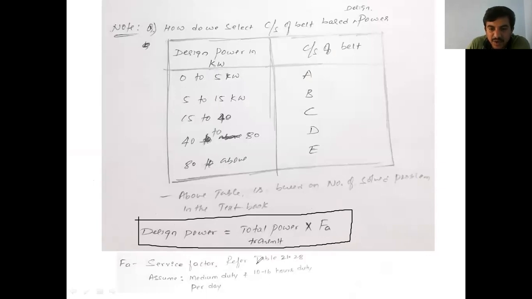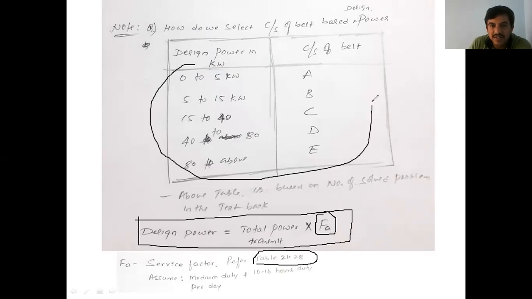Refer to table 21.28 for the service factor, which depends on how long the machinery works. It may be light, medium or heavy duty, and what are the driver and driven. The driver is always an electric motor. The driven depends upon the type of machinery. It may be a blower shaft, compressor shaft or fan shaft, etc. Based on that service factor, we choose the FA value. Then we calculate design power, and based on the design power, we determine the cross section of the belt.